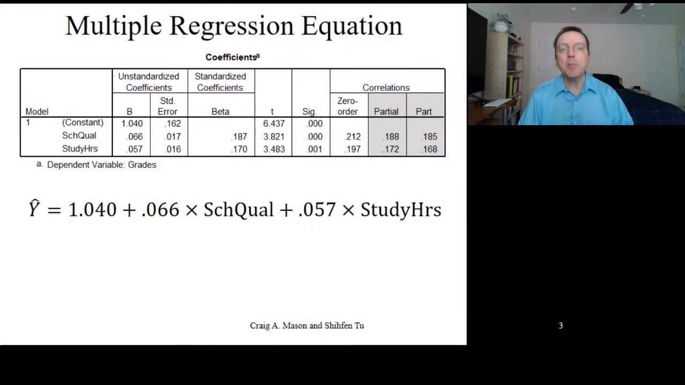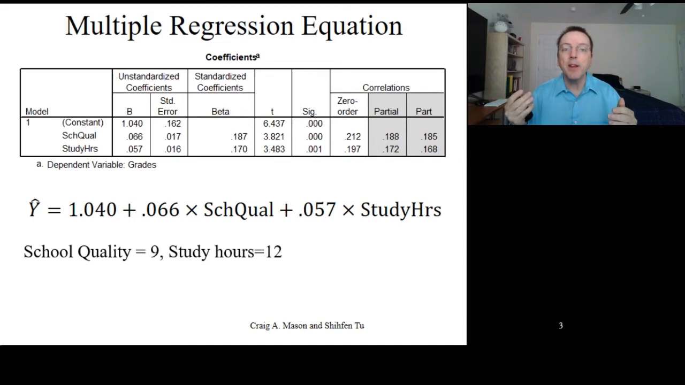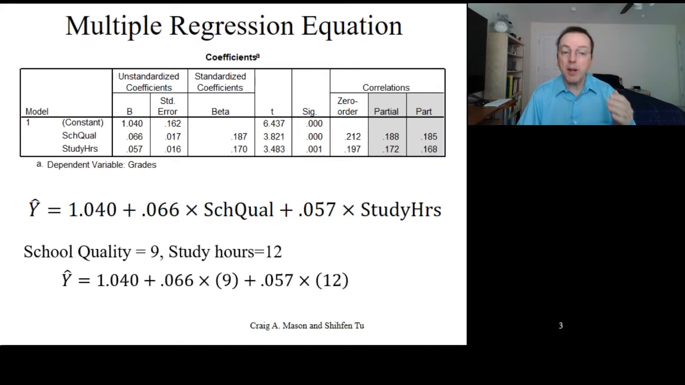Our coefficients table provides the regression equation that we use to predict scores on the outcome based on a participant's values on the predictor variables. For example, if a student attended a school with a quality score of 9 and they studied 12 hours per week, their predicted GPA would be 1.040 plus 0.066 times 9 plus 0.057 times 12, or 2.318. That's a tough school, but remember, this is made-up data.